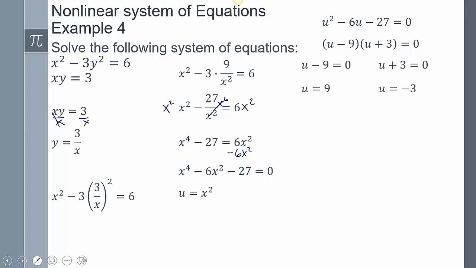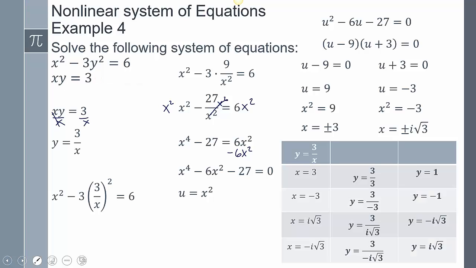Set each one equal to 0, solve for u. Plug x squared back in for u because we're trying to solve for x, not u. If I take the square root of both sides, I'm going to get x equals plus or minus 3. And x equals plus or minus i root 3. And so now I need to take these values and I need to plug them back in. And so if I plug in 3, I get y equals 3 over 3, which is 1. If I plug in negative 3, I get y equals 3 over negative 3, which is negative 1.